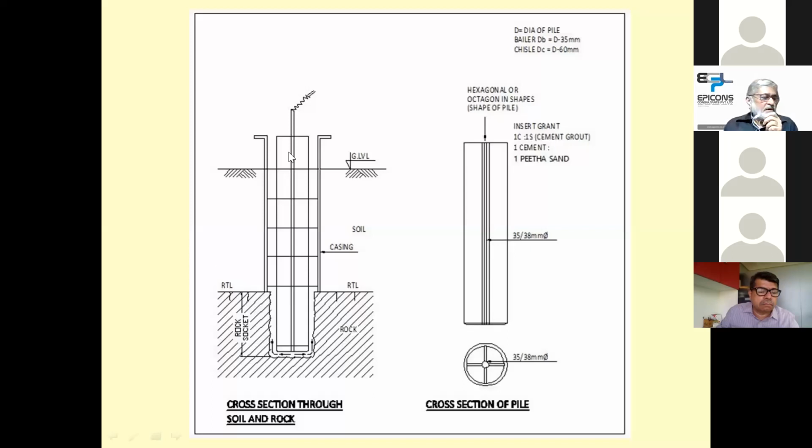Now let us go to the last important method, or very commonly used method. Of course, this method also is nowadays not very commonly used because mechanical boring, hydraulic boring, is popular nowadays because many equipments are there.